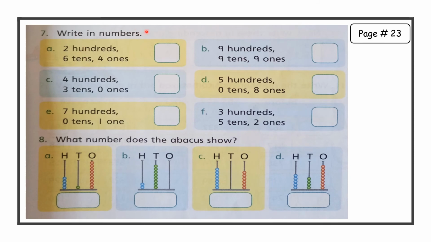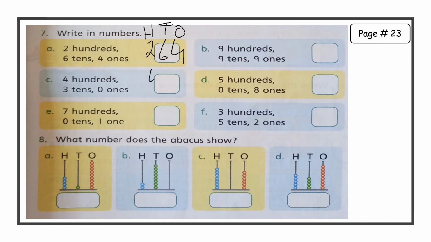Okay, now you have to write in numbers 2 hundreds, 6 tens and 4 ones. Okay, it's again the same. You have to write 1, 10 and 100. We always write this from the right side. First we write ones, tens, 100, then 1000 and so on. So how many hundreds are here? 200. So we'll write 2 in hundreds column, then 6 and then 4.